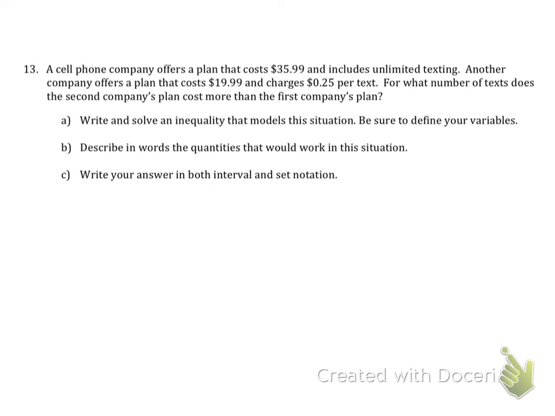A cell phone company offers a plan that costs 35.99 and includes unlimited texting. Another company offers a plan that charges this much per text. So they have different strategies to charge. What we have to do: for what number of texts does the second company's plan cost more than the first company? So how many text messages should there be so that the second company is costing more than the first company. We have to write and solve an inequality that models this situation, and we have to define a variable.